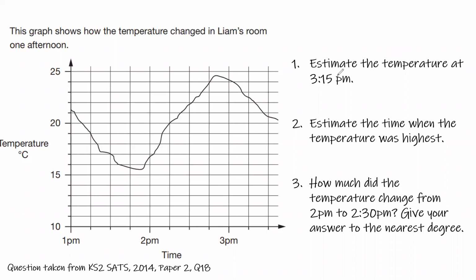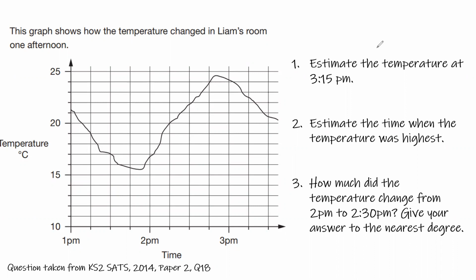So today we're going to have a look at this graph question. We've been given a graph that shows the temperature in someone called Liam's room one afternoon. Okay, so we can see that it goes down a little bit, dips a small amount around 2 o'clock, and then it peaks again, so we get it quite warm here.